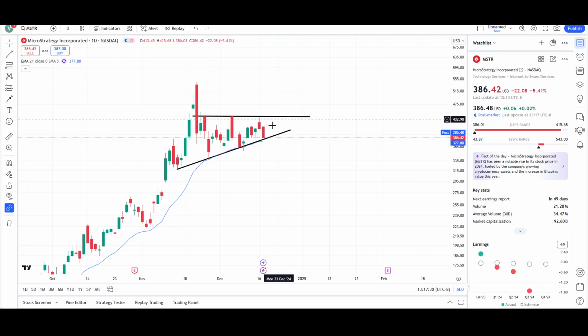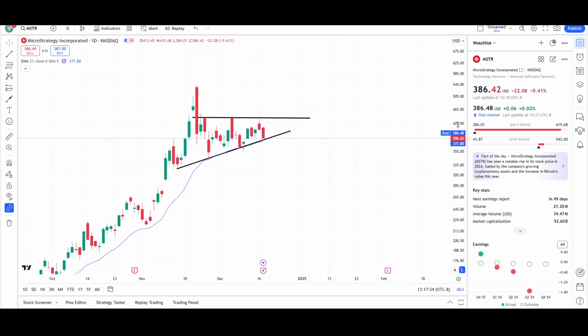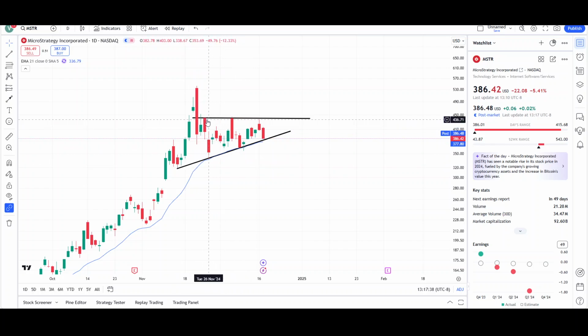If we get back up there, it looks like a rising triangle. You see that we have higher lows, the same highs, about the same, and it looks like price is trying to break down lower. So if you do see a breakdown lower, where would be the target?